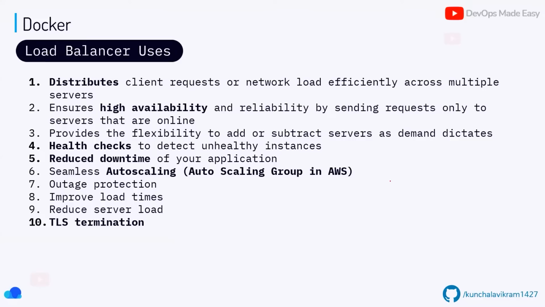And you have health checks to determine whether the instances are healthy or not. If they are not healthy, basically the traffic will be cut off. Auto scaling is also there, which is not required as of now. Then improved load times, reduced server load, and the other thing is TLS termination can also be possible in case of using load balancers or reverse proxies.